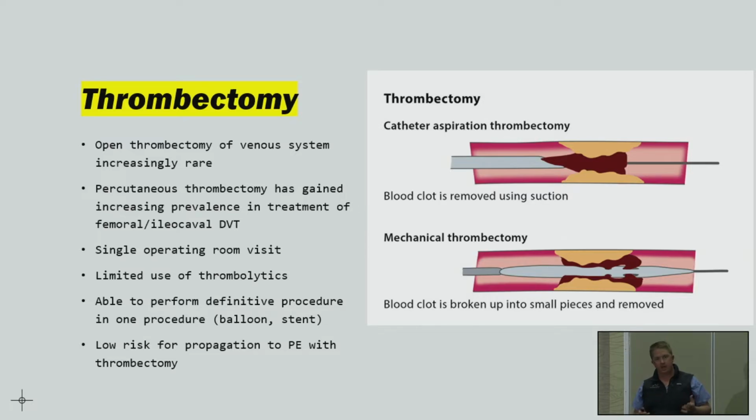Nowadays, we have more and more thrombectomy devices. It's changed the game. So a multitude of thrombectomy devices, both catheter aspiration and mechanical thrombectomy. It's becoming increasingly used in the vascular space. You have a very low risk of propagation to the pulmonary system with these venous thrombectomy systems.